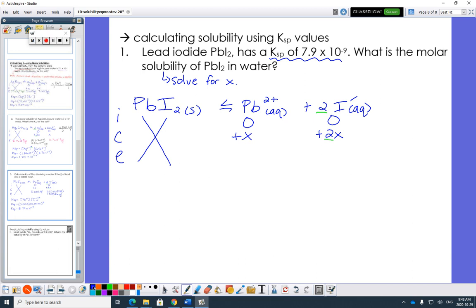Sometimes students will put this value in for x down here, but it says the KSP is, or has a KSP of, and the KSP goes on this side, right? So now this time, we don't know what x is, so we have to solve for x.